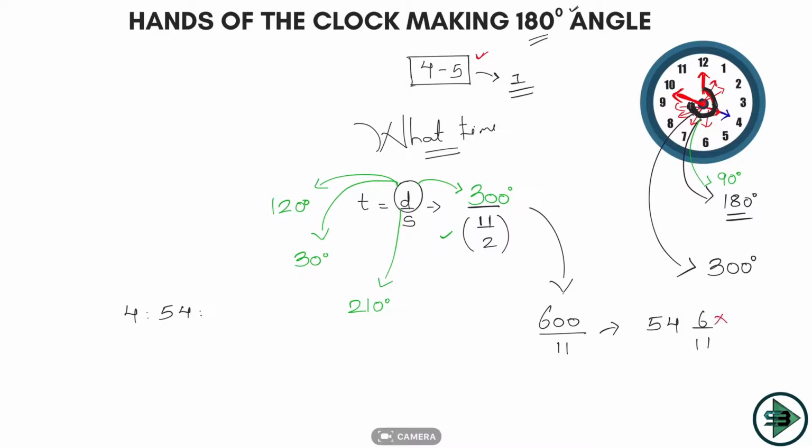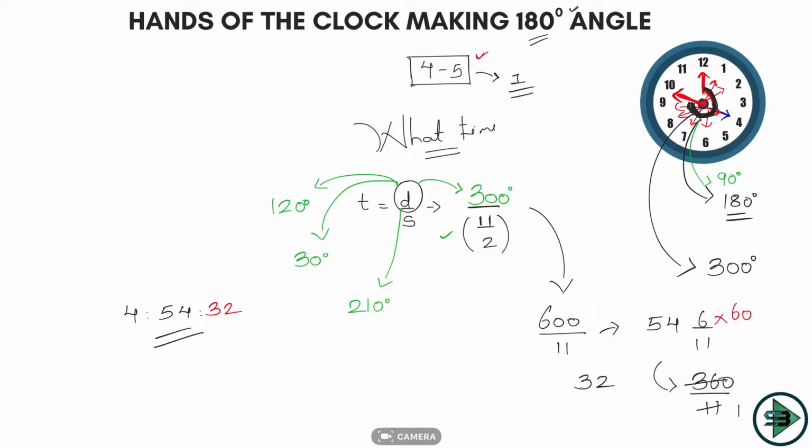Multiply this by 60 to get to the second. So this becomes 60 into 6, which is nothing but 360 by 11. So the answer turns out to be 32 seconds. So 4 hour 54 minutes and 32 seconds is when the two hands of the clock will make an angle of 180 degree between them.